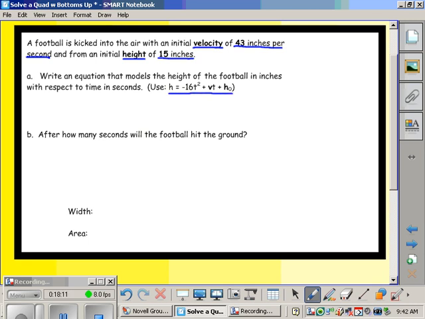So we're going to plug in the 43 for the velocity and the 15 for the initial height. Initial height is indicated by h sub 0. Then v is the velocity. So we would have h equals negative 16t squared plus, and for the v we're going to replace it with 43, plus h sub 0, which is the initial height of 15. So we now have a quadratic equation.